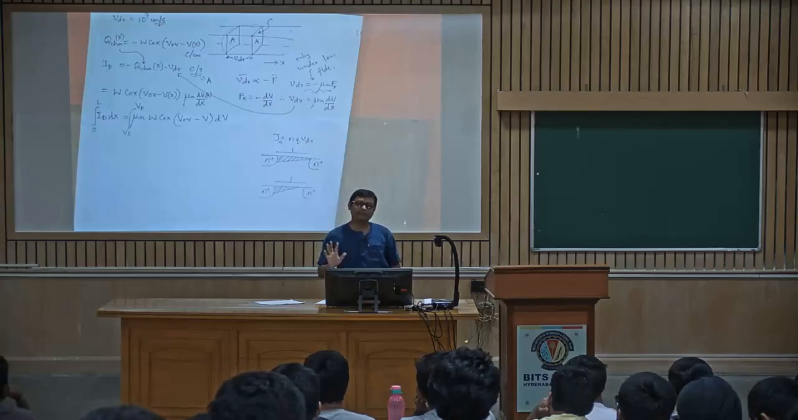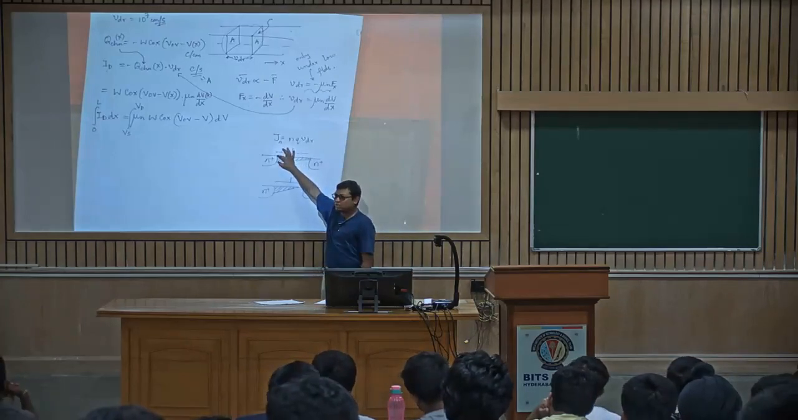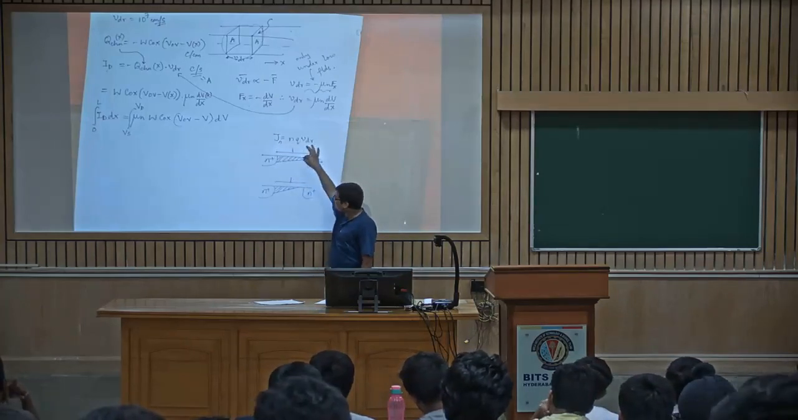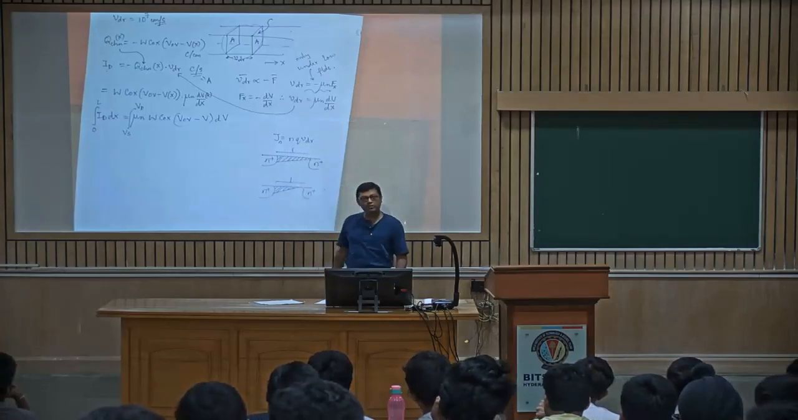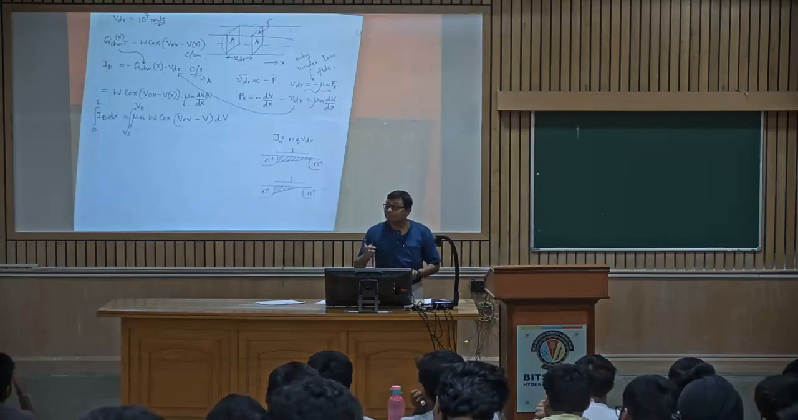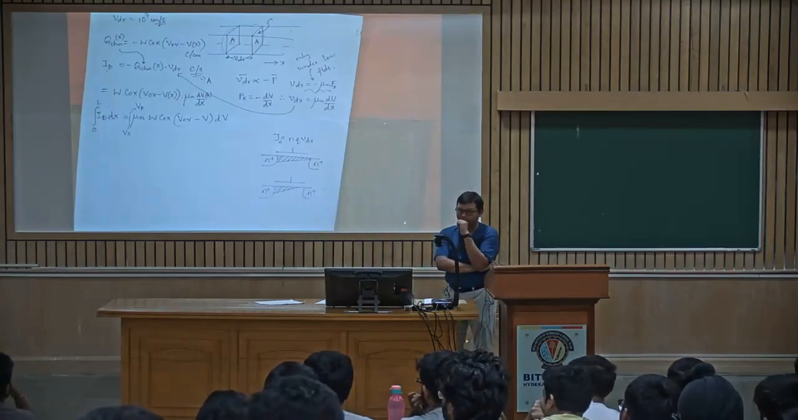Okay, so now my question is, how can we say that even though the channel is tapering, the current at any cross section is always going to be the same? How? Yes, very good. Tell me how.